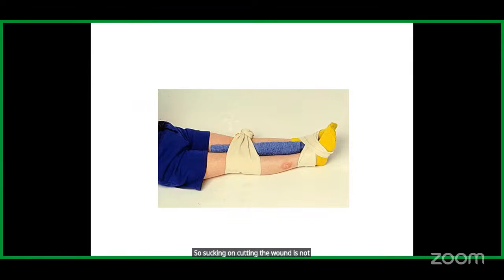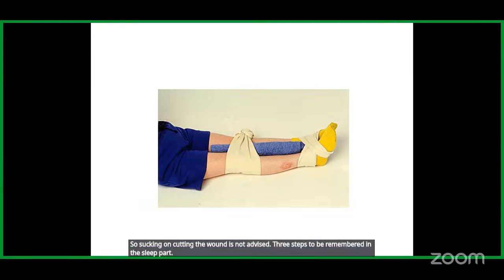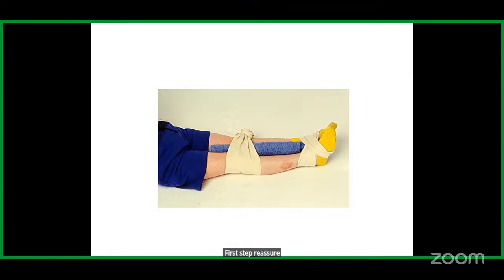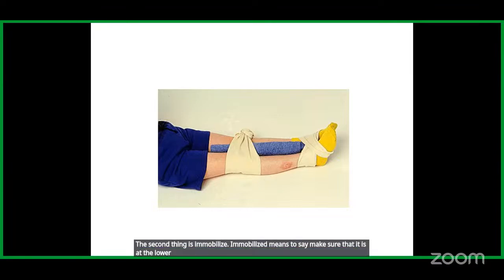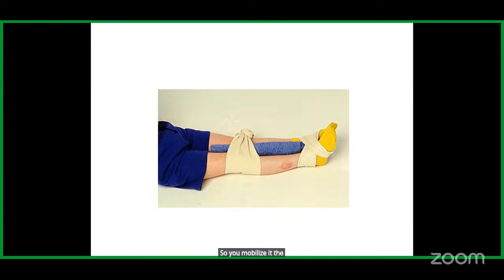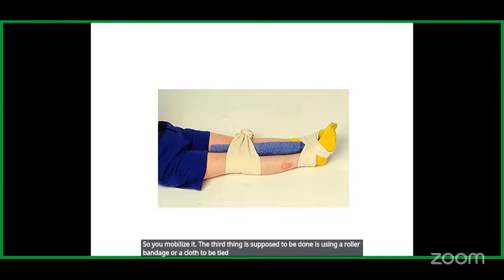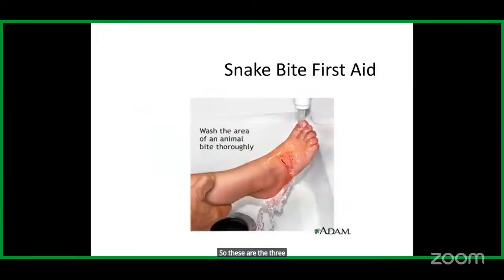3 steps to be remembered in a snake bite. First step, reassure, reassure, and reassure. We call it counseling, that is, giving them courage. The second thing is immobilize. Immobilize means make sure that it is at a lower level compared to the chest or heart level. The third thing is using a roller bandage or a cloth to be tied above the wound to reduce the blood circulation. So these are the 3 things to be remembered in case of a snake bite.